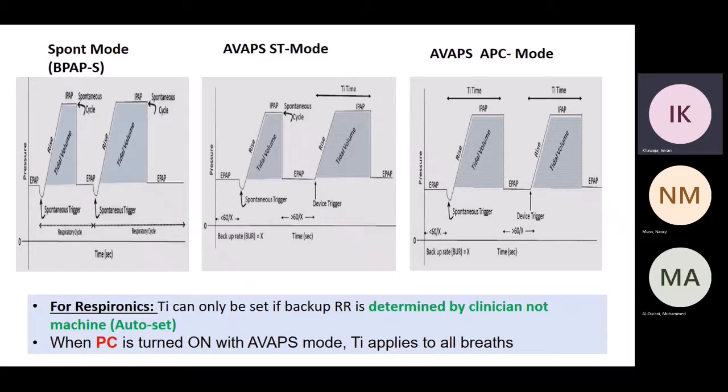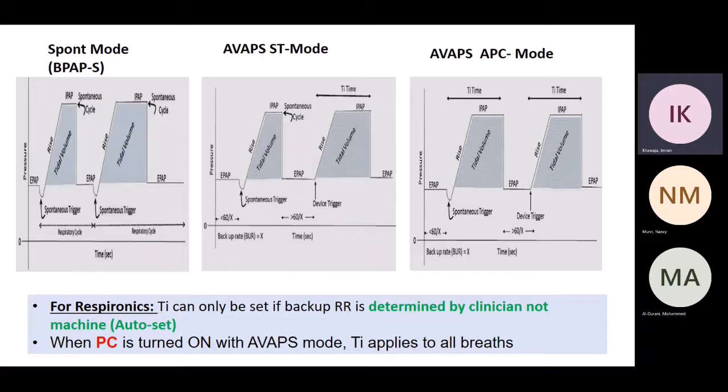But in some versions of the Trilogy, I can't really remember if it's the V60 or the 100, there is another add-on feature to the AVAPS to make it work like a ventilator, like the assisted pressure control, where every breath, whether it's patient initiated or machine delivered, will actually have the same TI time. But we don't prescribe that to our patients, especially in the home setting. But it is an add-on feature, if you want to know about it.